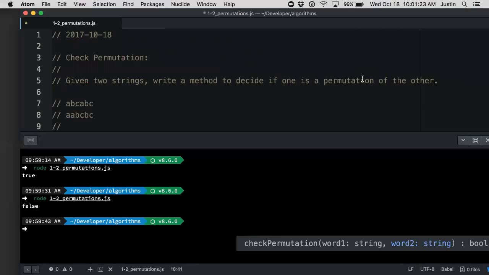It was going to be like turning them into arrays and then looping through the first word and checking to see if this letter exists inside of the second word, and if it does, move on, and if it doesn't, then it's obviously false.